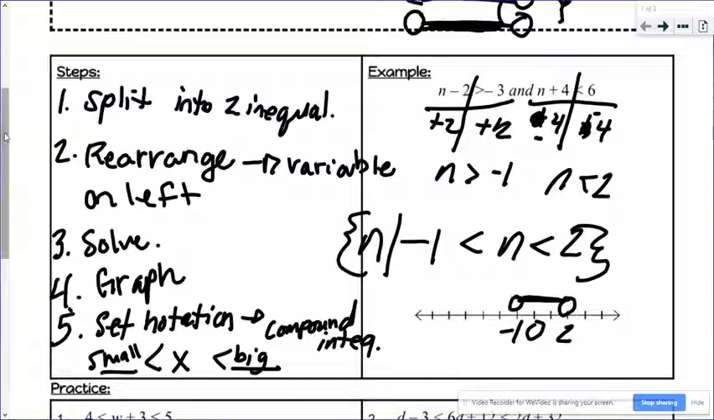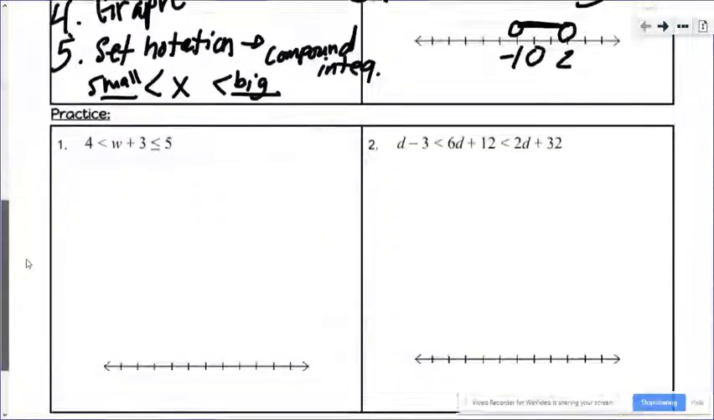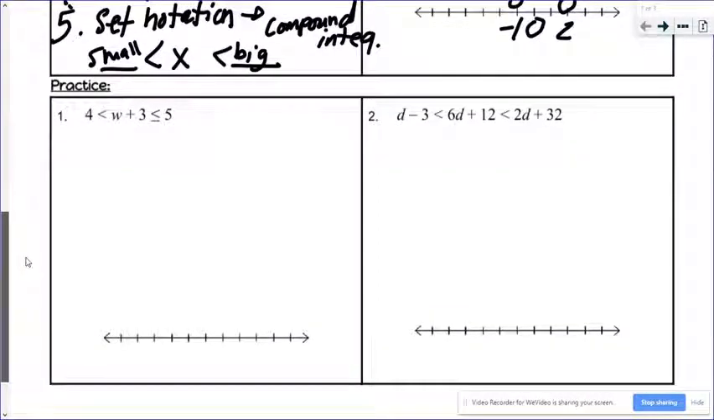All right, we're going to move down to the next one. So the next two are going to get a little more tricky because neither one of these have the word and in them. Instead of having the word and, we actually have two different situations happening here, but it looks like one. So my first problem that I'm going to see is this 4 is less than W plus 3. That's my first inequality. My second one is going to start here and go this way. W plus 3 is less than or equal to 5. So you're going to have to split it up into two.